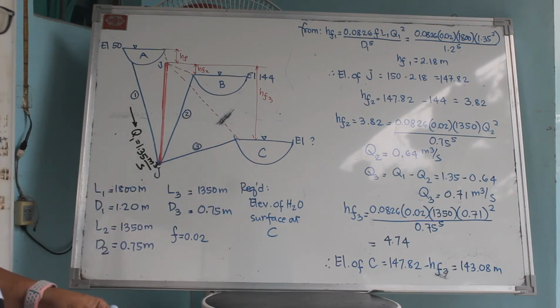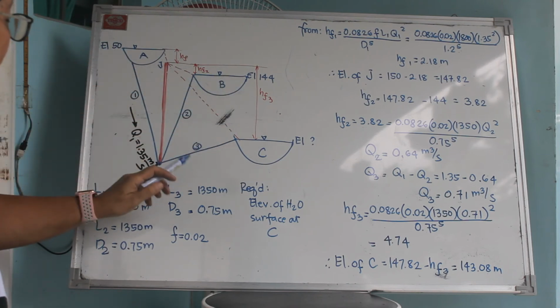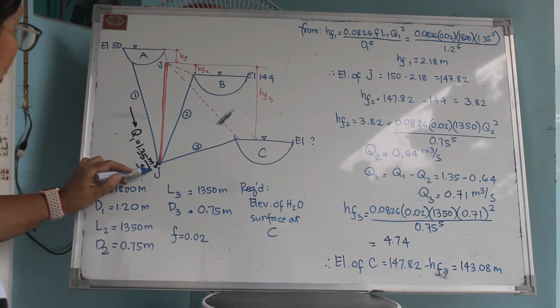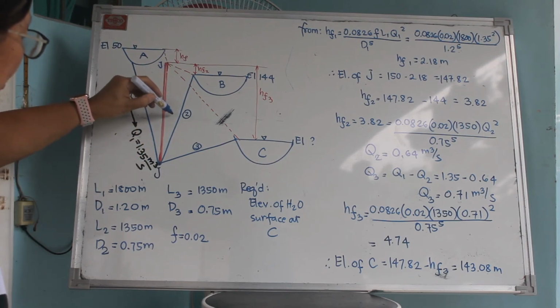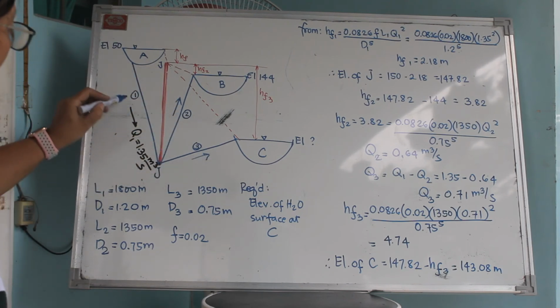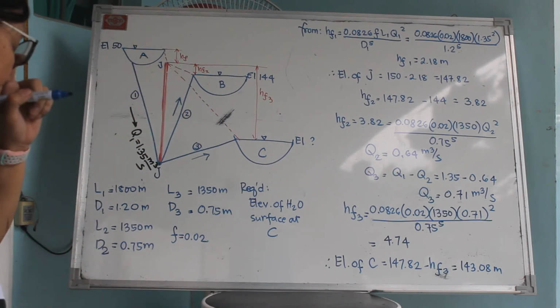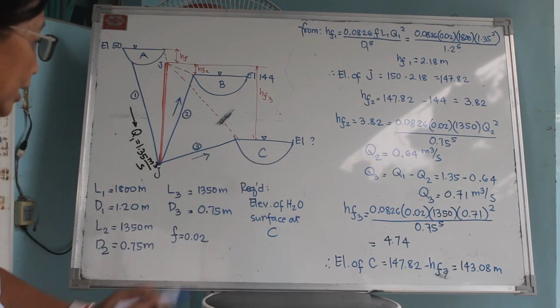Now the elevations of the water surface of A and B are given. And A is discharging 1.35 cubic meter per second towards the junction. And from the junction, it discharges towards 2 and 3. So, yung ganito ang direction of the discharge. Nanggaling sa Q at nagsusupply sa dalawang pipes 2 and 3. The problem here is, ano ba yung elevation ng water surface at the reservoir C?